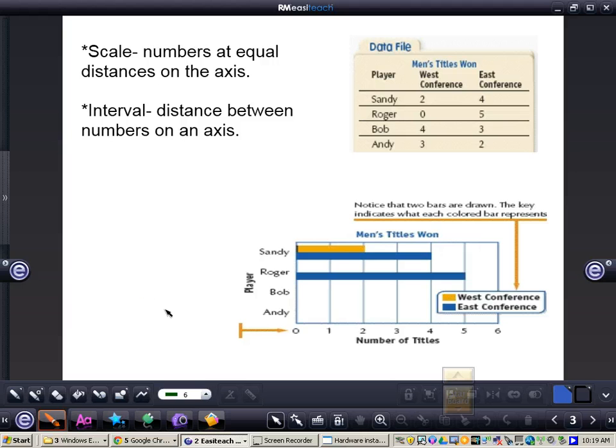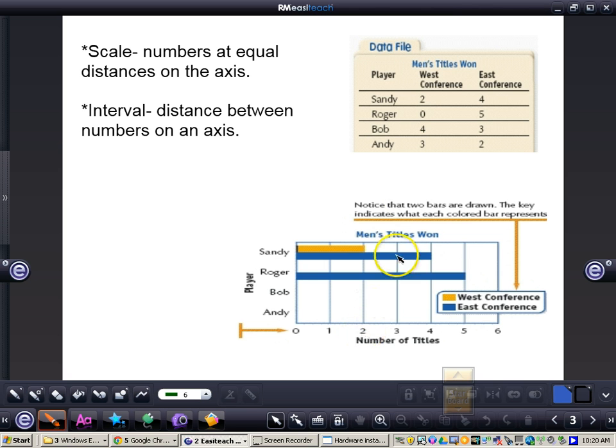So I'm just going to show you a couple different things from this bar graph. You should always know that a bar graph represents data. Now, a couple different things. There's a scale, the numbers at equal distances on the axis, and intervals, the distances between the numbers on the axis. So you never want the interval from one to the next to be different. You can see here we have an interval of 1, which makes it very easy to read. If you started having intervals of 1 and then 5, it would make the bar graph very difficult.